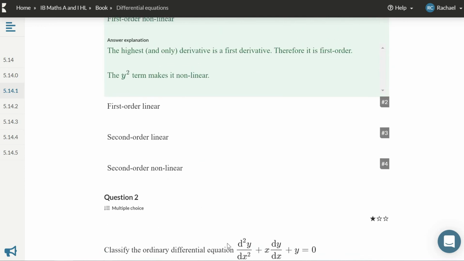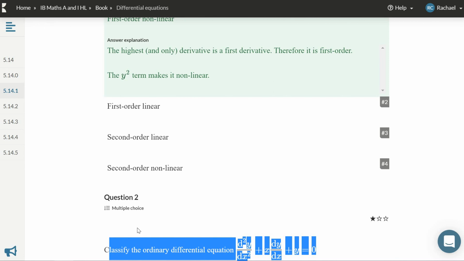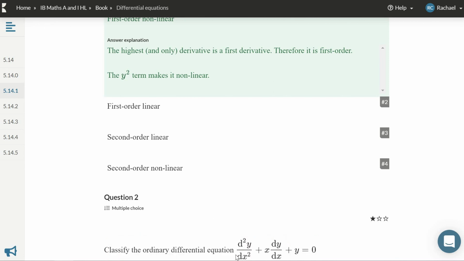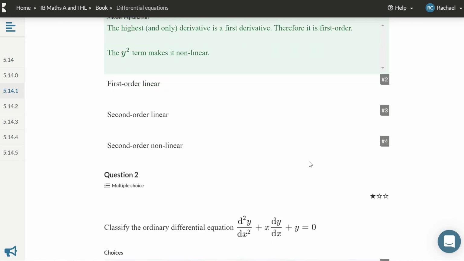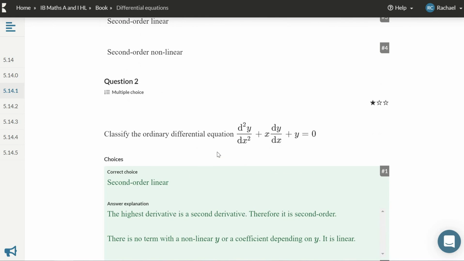Classify the ordinary differential equation here. We'll do right here. This is going to be second order, I believe linear. Yeah, second order linear because there is no term with a nonlinear y or a coefficient depending on y. It is linear, right? No term with a nonlinear y, and nonlinear means it's an exponent or some other function. It's a linear function. It's a power of 1. And the highest derivative is 2, therefore it is second order.